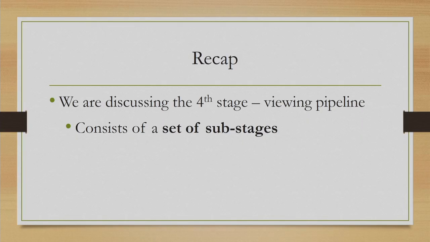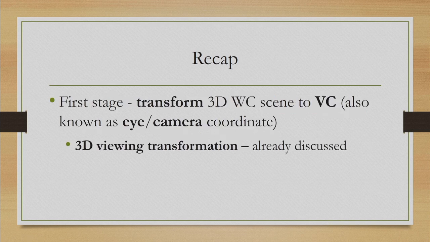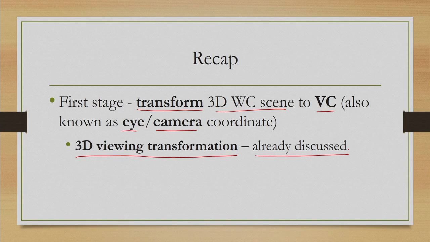Now, the 4th stage, the viewing pipeline, contains a set of substages. The first substage is a transformation from a 3D world coordinate scene description to a 3D view coordinate scene description. Now, this view coordinate is also called eye or camera coordinate system, and this transformation is generally called 3D viewing transformation, which we have already discussed in our earlier lectures.